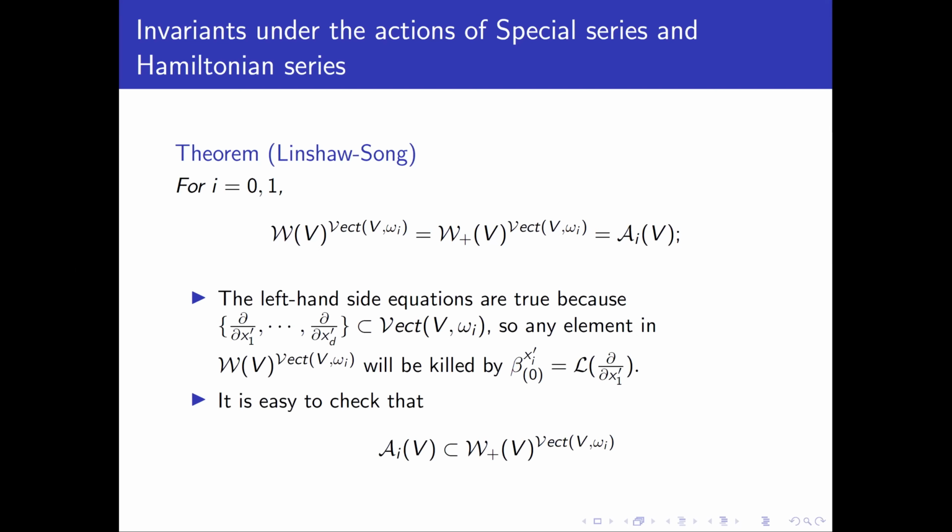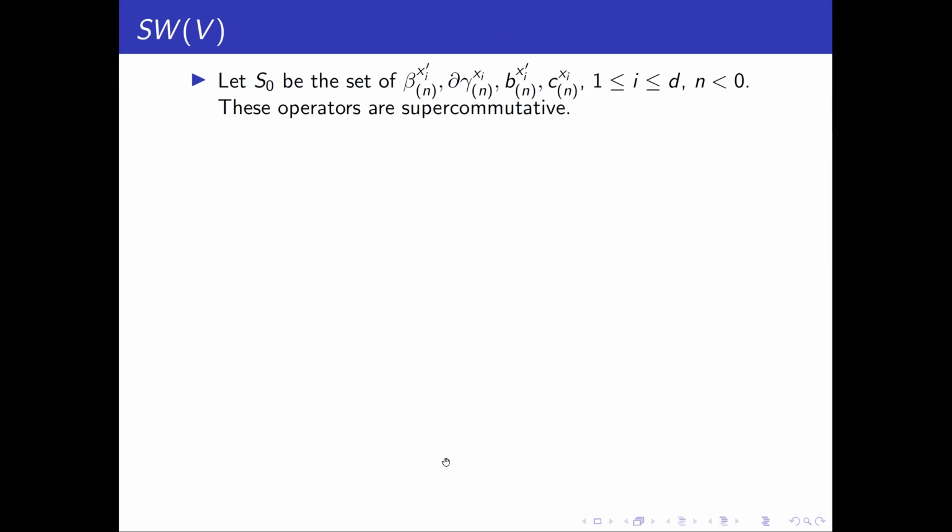And also it is easy to check that this algebra A_V is vector V omega I invariant. The difficult part is to show that this in fact is equal. We need the following construction.